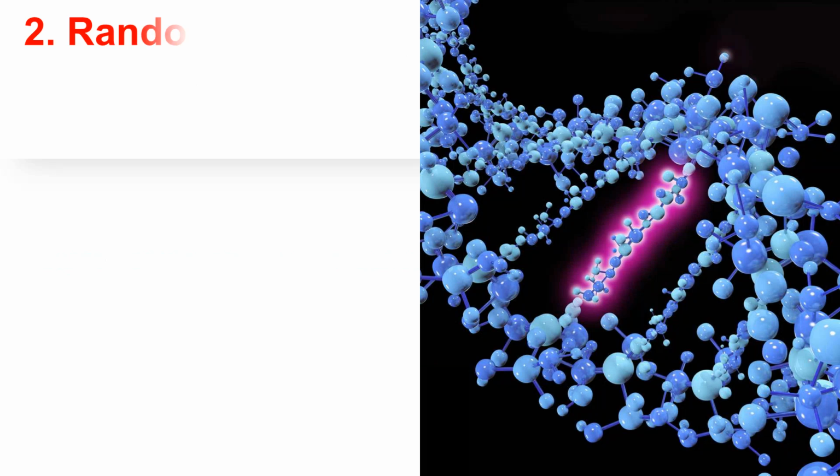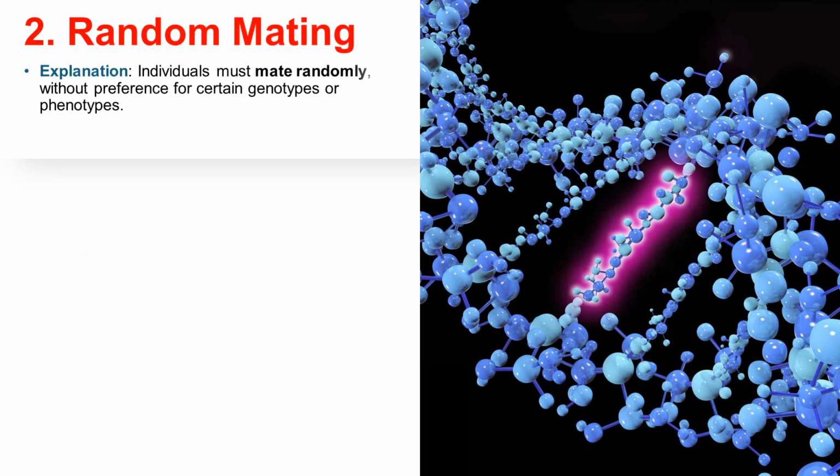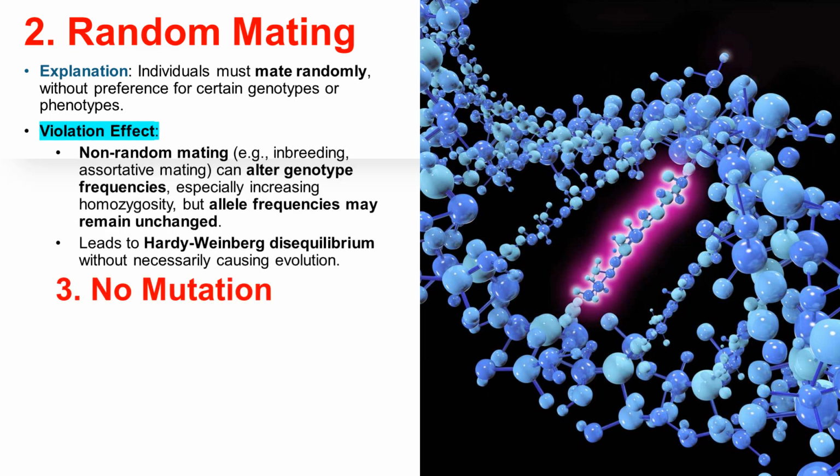2. Random mating. Explanation: individuals must mate randomly, without preference for certain genotypes or phenotypes. Violation effect: non-random mating, e.g., inbreeding, assortative mating, can alter genotype frequencies, especially increasing homozygosity, but allele frequencies may remain unchanged. Leads to Hardy-Weinberg disequilibrium without necessarily causing evolution.